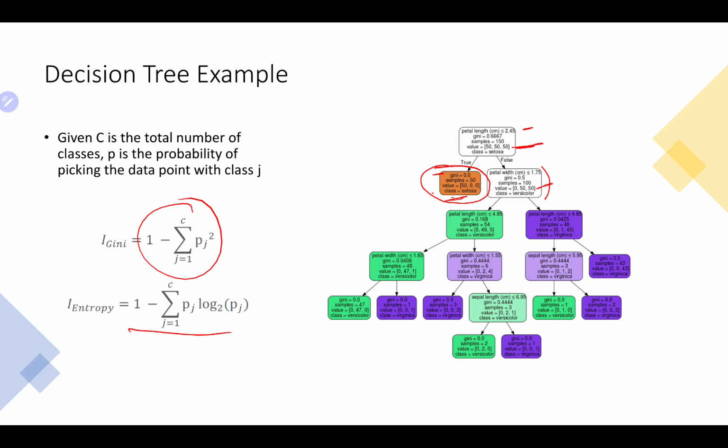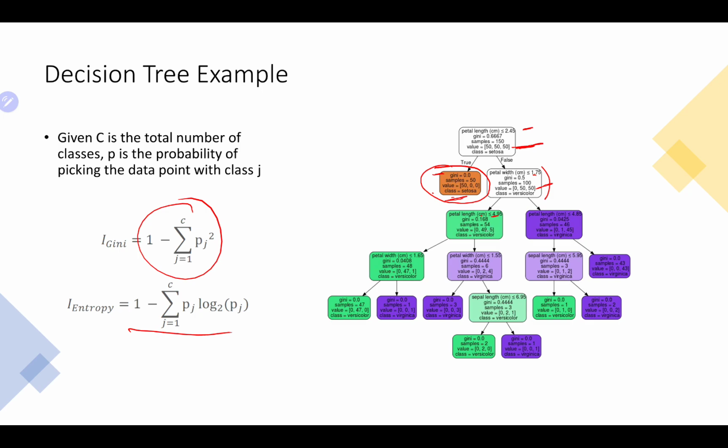This is also not good, right? So the Gini is 0.5 here. There's 100 samples. And then it makes a split. Again, another question based on petal length, but this time the threshold is 4.95. Sorry, I'm at this node. If the petal width is less than 1.75, everything will go to the left. Anything greater than 1.75 will go to the right.